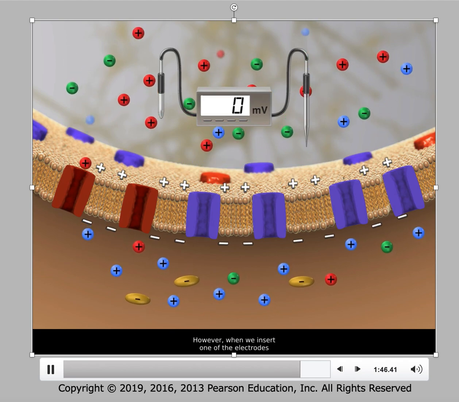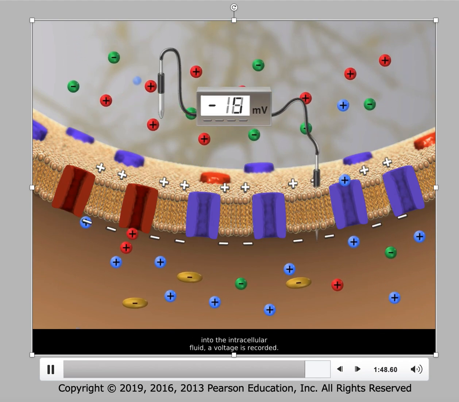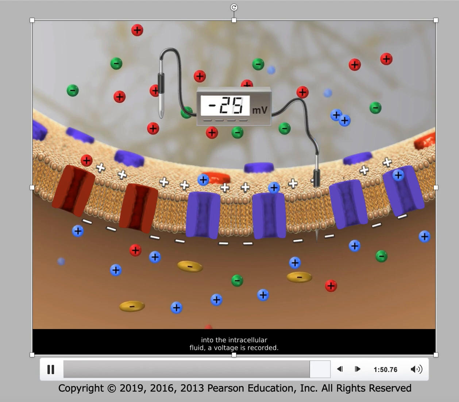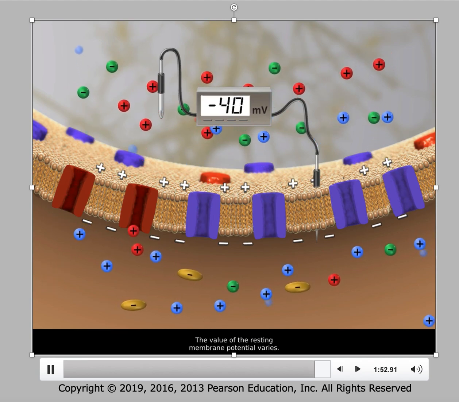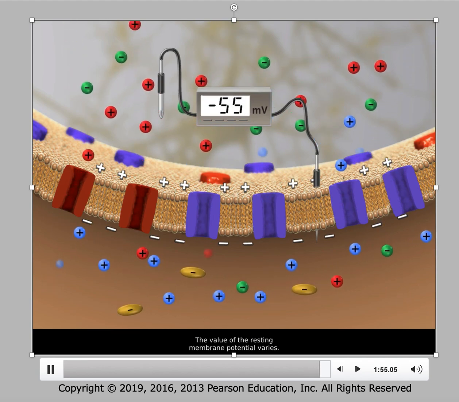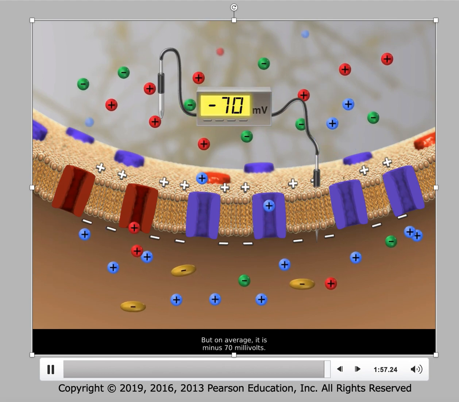However, when we insert one of the electrodes into the intracellular fluid, a voltage is recorded. The value of the resting membrane potential varies, but on average it is -70 millivolts.